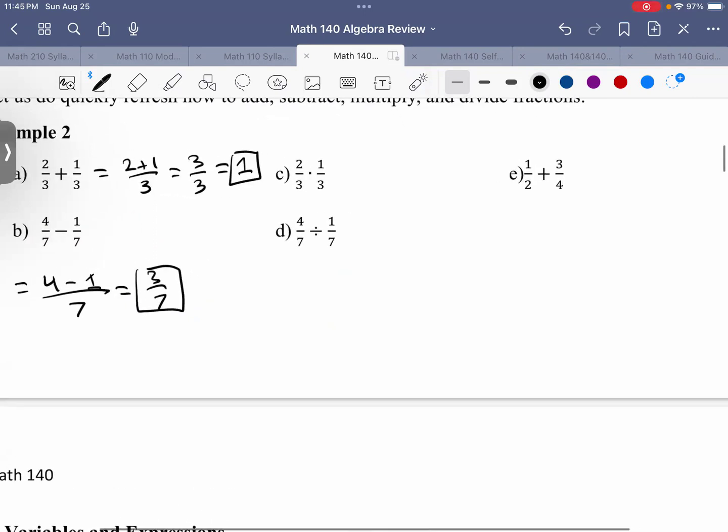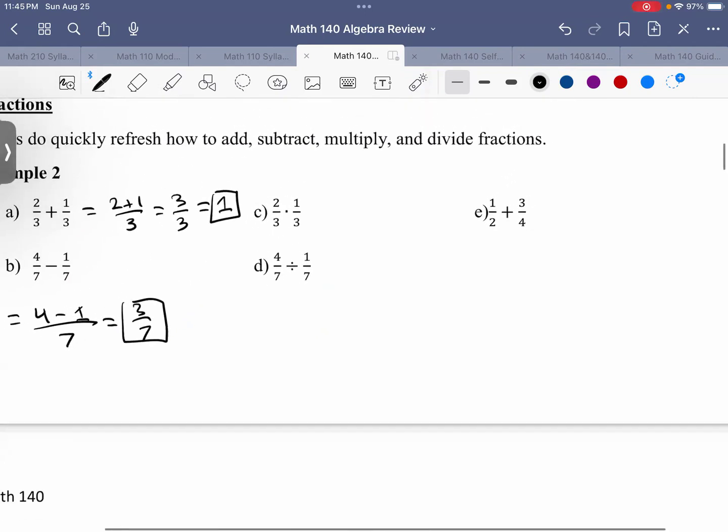Let's focus on some multiplication now. We have 2/3 times 1/3. When multiplying fractions, we multiply the tops and the bottoms. So this becomes 2 times 1 over 3 times 3, which is just 2 ninths.